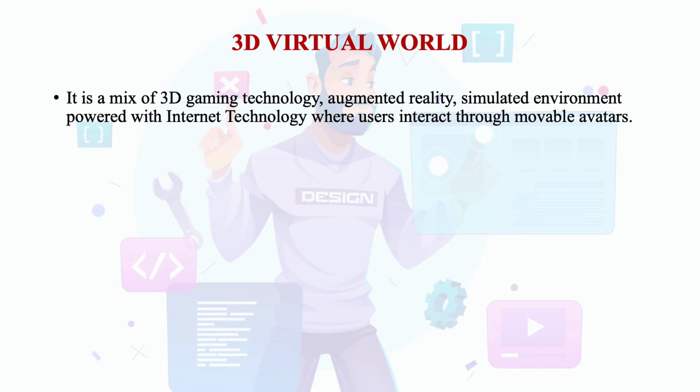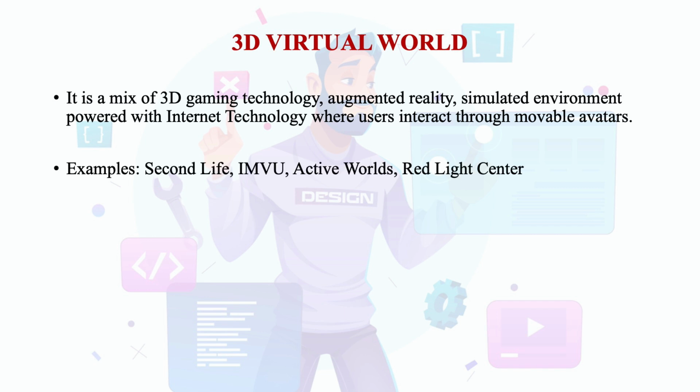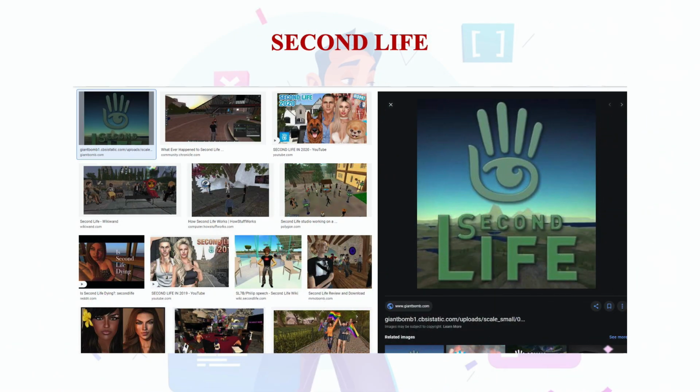Then coming to the 3D world, it is a mix of 3D gaming technology, augmented reality, simulated environment, powered with internet technology, where users interact through movable avatars. So for example, as I told you before, one is Second Life and the second is IMVU, Active Worlds, Red Light Centers. These are some of the virtual worlds wherein you just place the string, you can get the websites that lead, and you can have the experience of the 3D virtual worlds on the internet. You can see here, this is a screenshot of Second Life, wherein on this particular side you can see the avatars and other kinds of things.